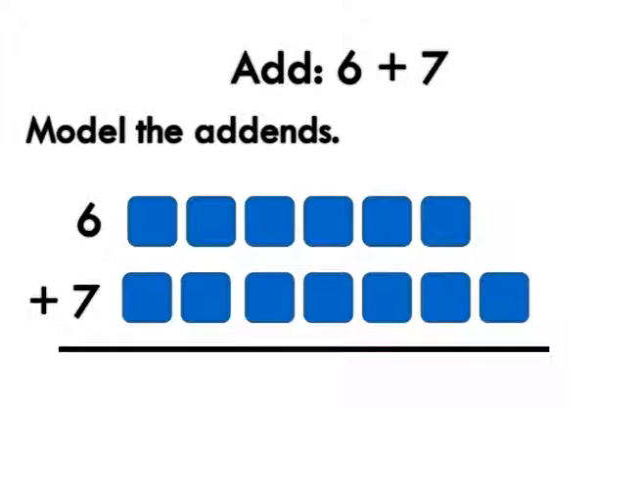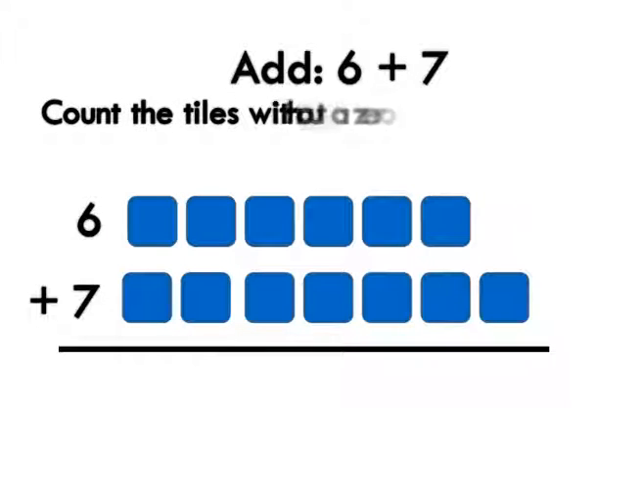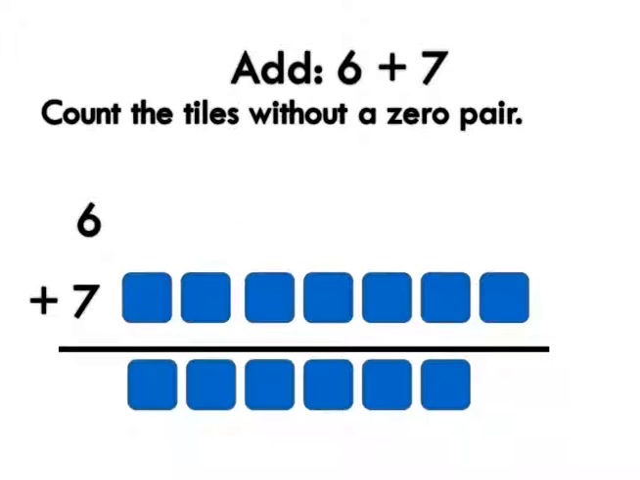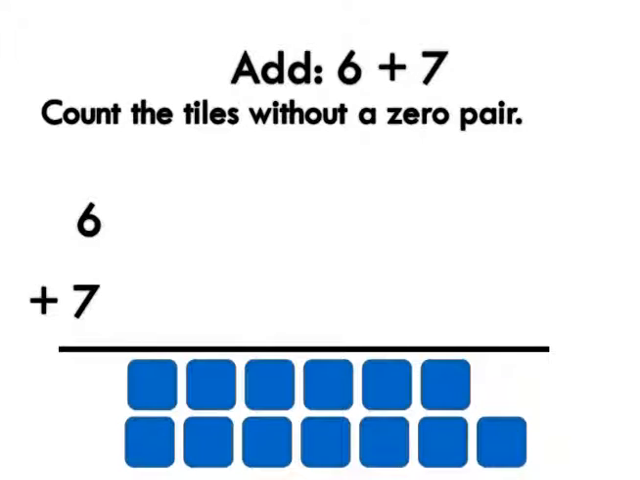Now the next step in adding integers using algebra tiles is we count the tiles without a zero pair. Since all the tiles are blue, there are no zero pairs, so we count them all. We start from the 6 tiles added by the 7, which is now 1, 2, 3, 4, 5, 6, 7, 8, 9, 10, 11, 12, and 13. Since it is all blue tiles, the answer is positive 13. Therefore, 6 plus 7 is equal to 13.